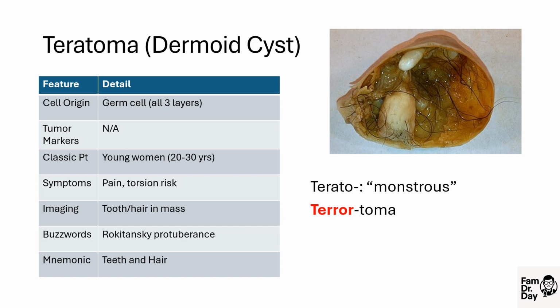That's classic for teratoma. Buzzwords to know include Rokitansky protuberance, which indicates the solid part that protrudes out. So remember, teeth and hair is an easy way to remember this. And remember that terato means monstrous. So think of it like a little monster with weird tissues.